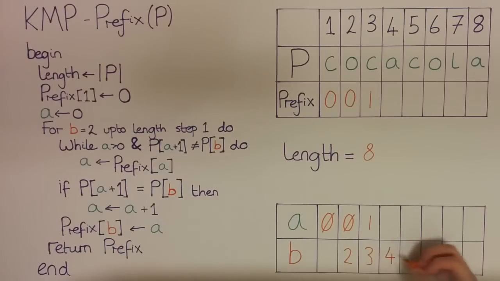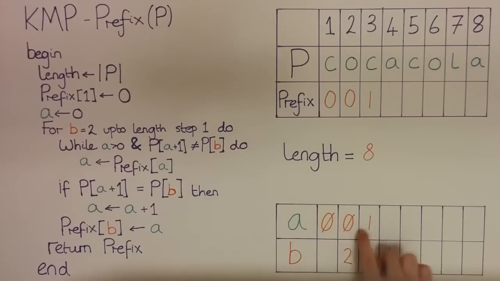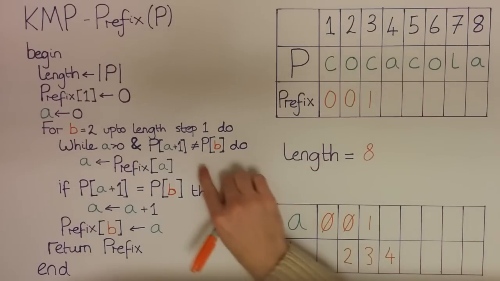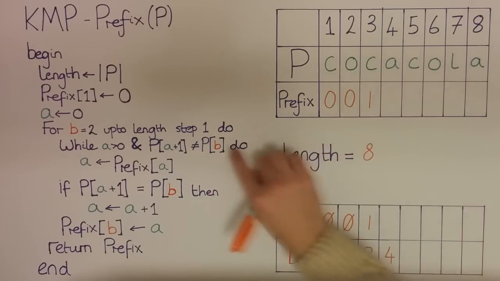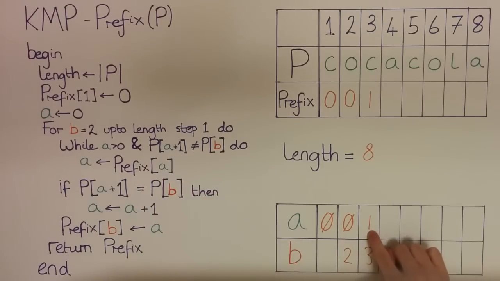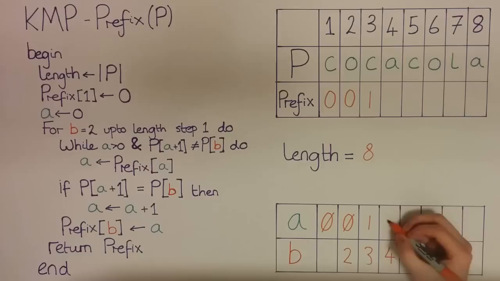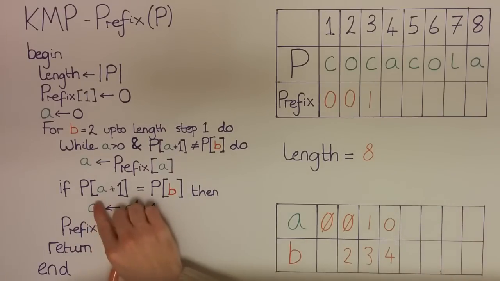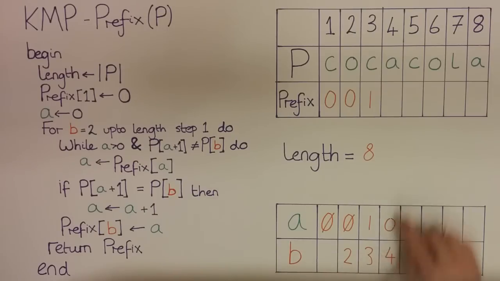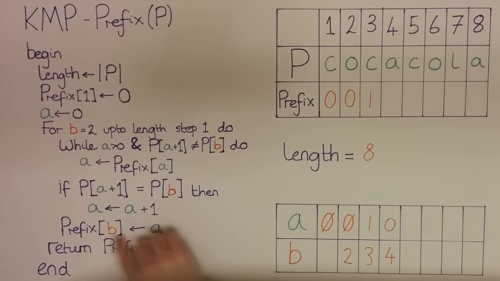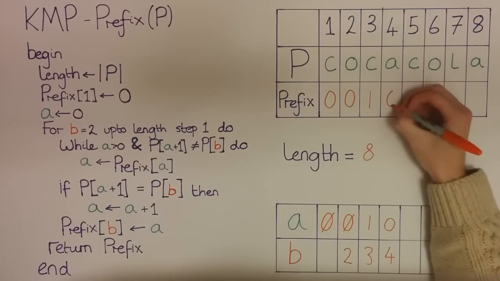b is set to 4. While a is greater than 0, which it is in this case, and p of a plus 1, so p of 2, which is O, does not equal p of 4, which is A, we do a is set to the prefix of a, so a is set to the prefix of 1, which is 0. If p of 0 plus 1, so p of 1, which is C, equals p of 4, which is A, which it doesn't, we move on to the final step of prefix of b is set to a, so prefix of 4 is set to 0.